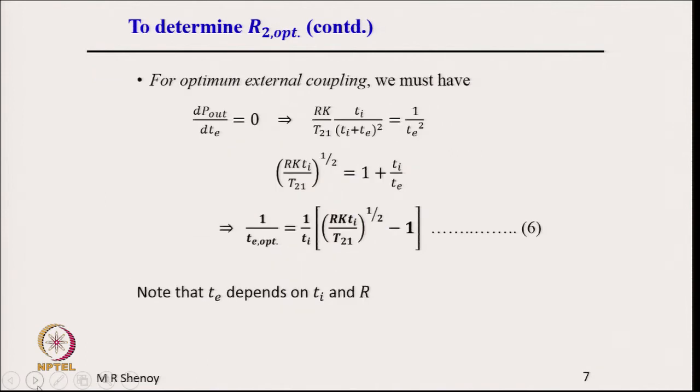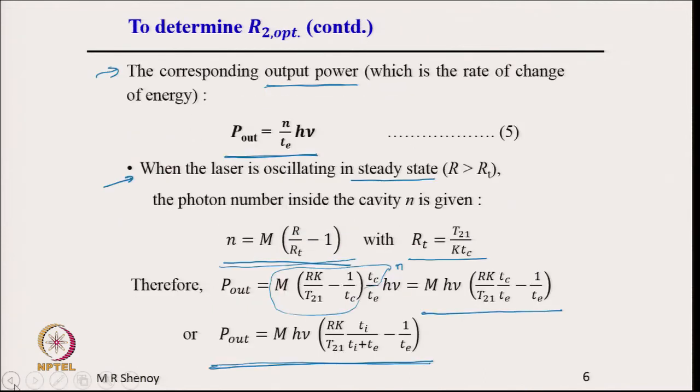So, let us see what we have here. For optimum external coupling, we must have dP out by dTe is equal to 0, which implies Rk by T21 into this must be equal to 1 by Te square. So, you can just have a look. If we do dP by dTe, then this is of course constant, and here Te is in the denominator. So, we get Ti plus Te the whole square, and again here also Te is in the denominator. So, this also gives 1 by Te square, and then we put dP out by dTe equal to 0, which means the derivative of this is equal to 0.